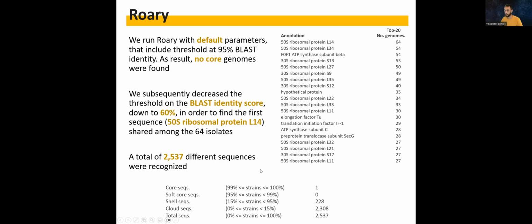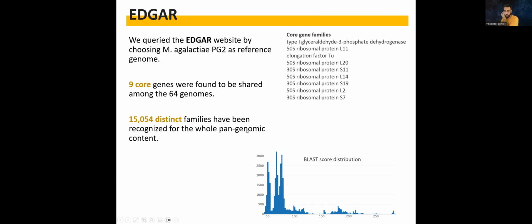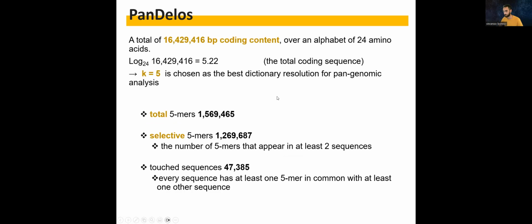singleton sequences. Regarding Edgar, instead, we found 9 core genes by means of Edgar, and a total of 15,000 distinct families in the analysis. The annotation for the core genes was this one. Many of them were ribosomal proteins.